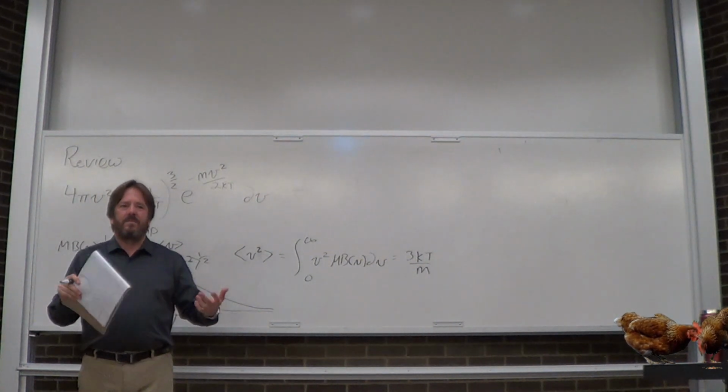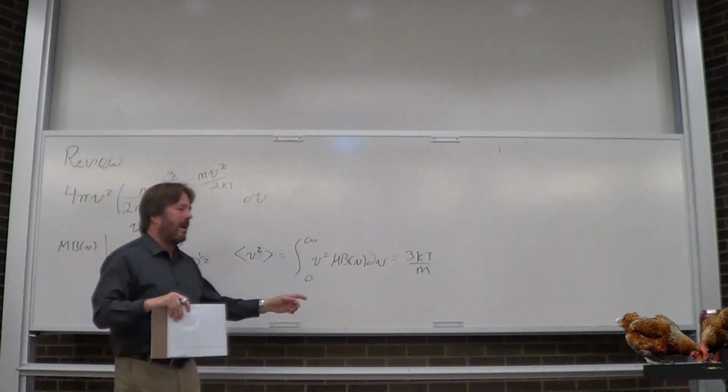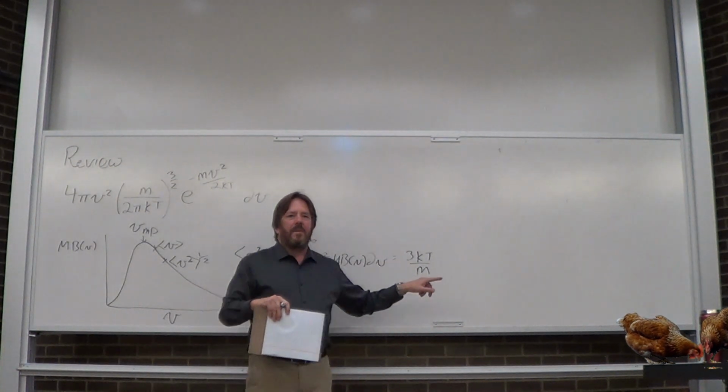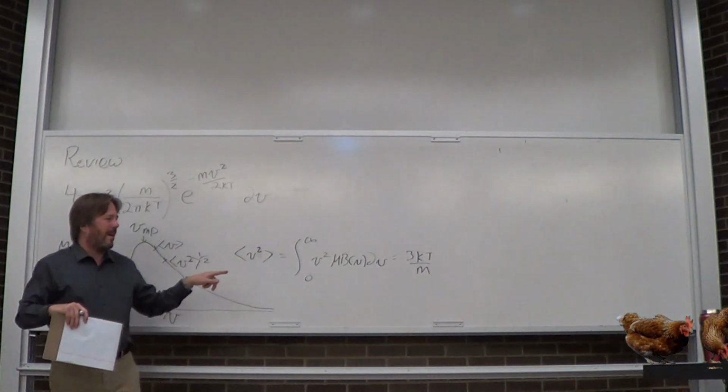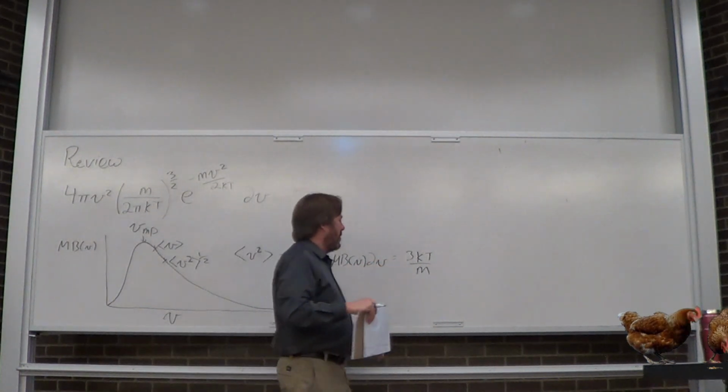I mean, it's all average. It's velocities, right? So it's what? Meter squared per second squared, because it's average velocity squared. So notice that there's no square root.